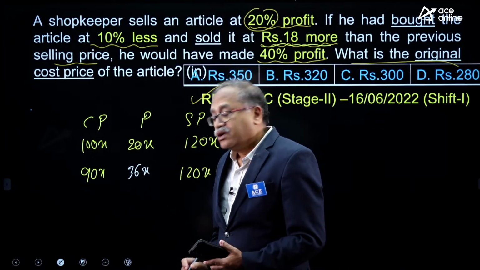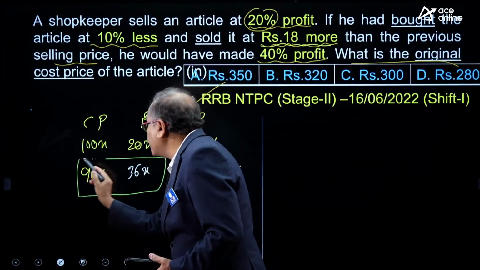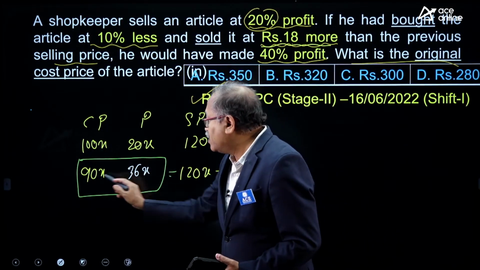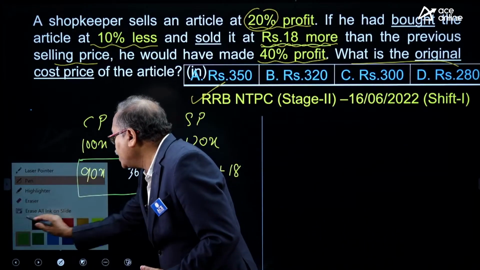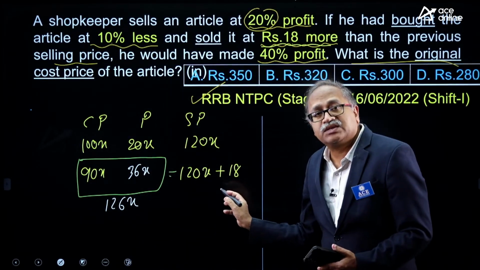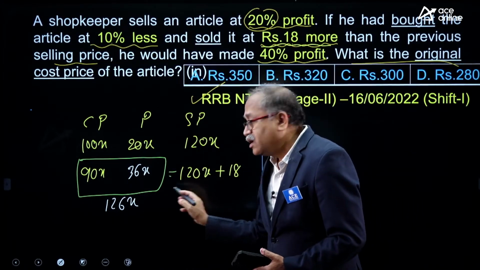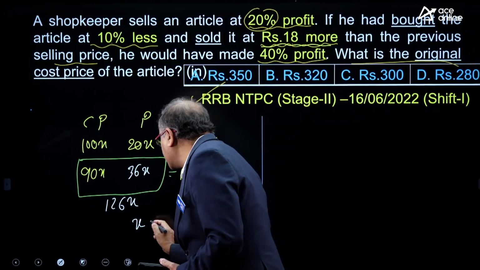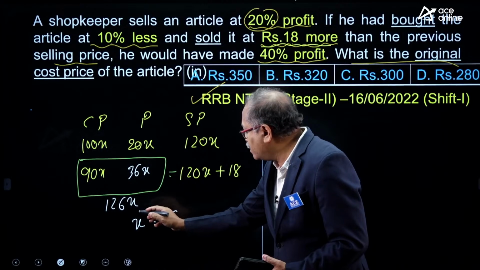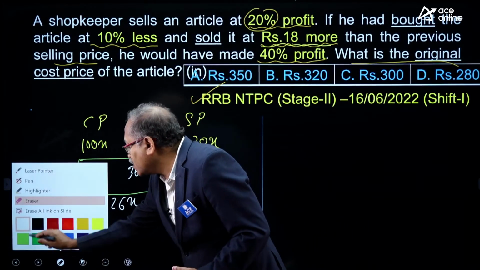And what we also know is that the cost price plus profit is equal to selling price. That means we understand that 126x is equal to 120x plus 18. So can I say that 6x is equal to 18, then x is equal to 6. 6x is equal to 18, then x is equal to 3, not 6, it's 3. Okay, 3.